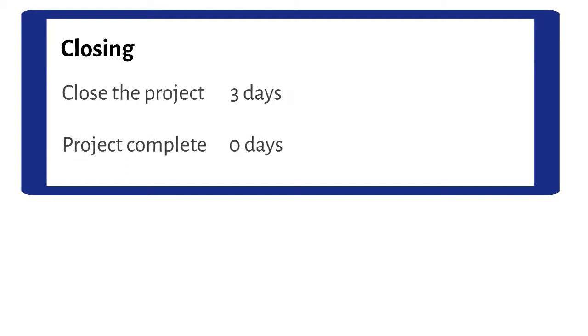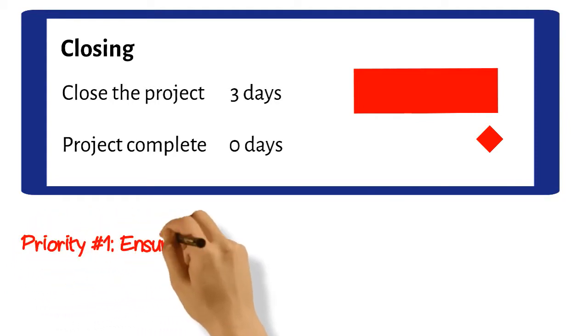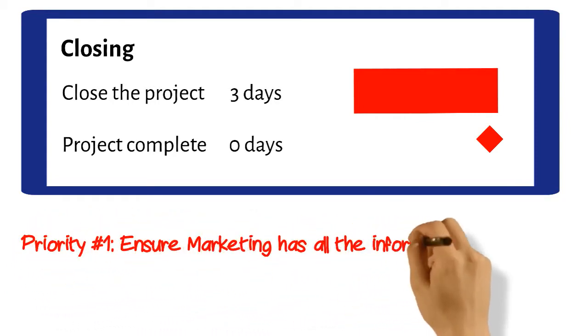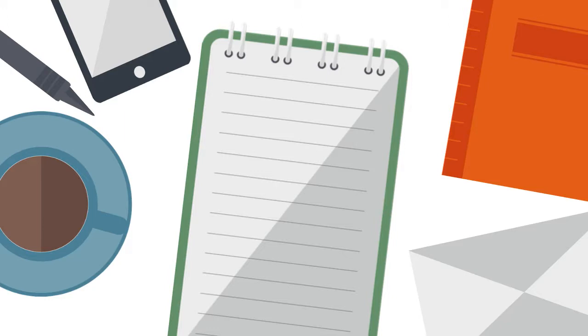Checking the project schedule, she sees that 3 days of closing activities are planned. Her first priority is to ensure that the marketing department has all the information they need to effectively support this product launch. Pulling out her notepad, she jots down the following activities.